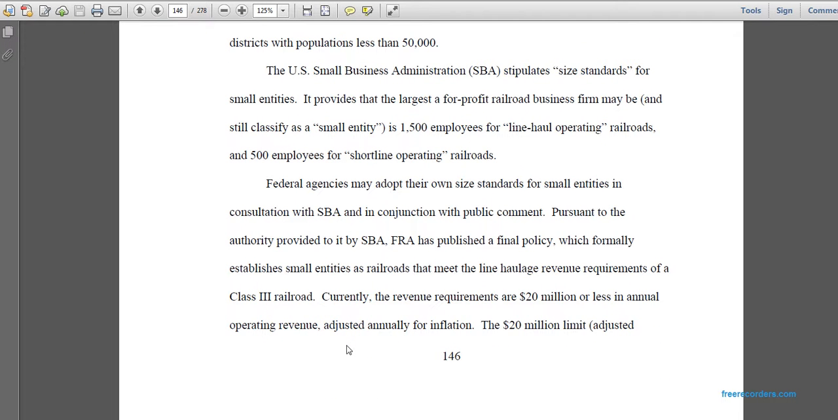A federal agency may adopt its own size standards for small entities in consultation with the Small Business Administration, in conjunction with public comment, pursuant to the authority to provide. The Federal Railroad Administration published the final policy, which formally established the small entities in the railroad industry that meet the line haulage revenue requirements of Class 3 railroads. Currently, the revenue requirement is $20 million or less in annual operating revenue, adjusted annually for inflation.